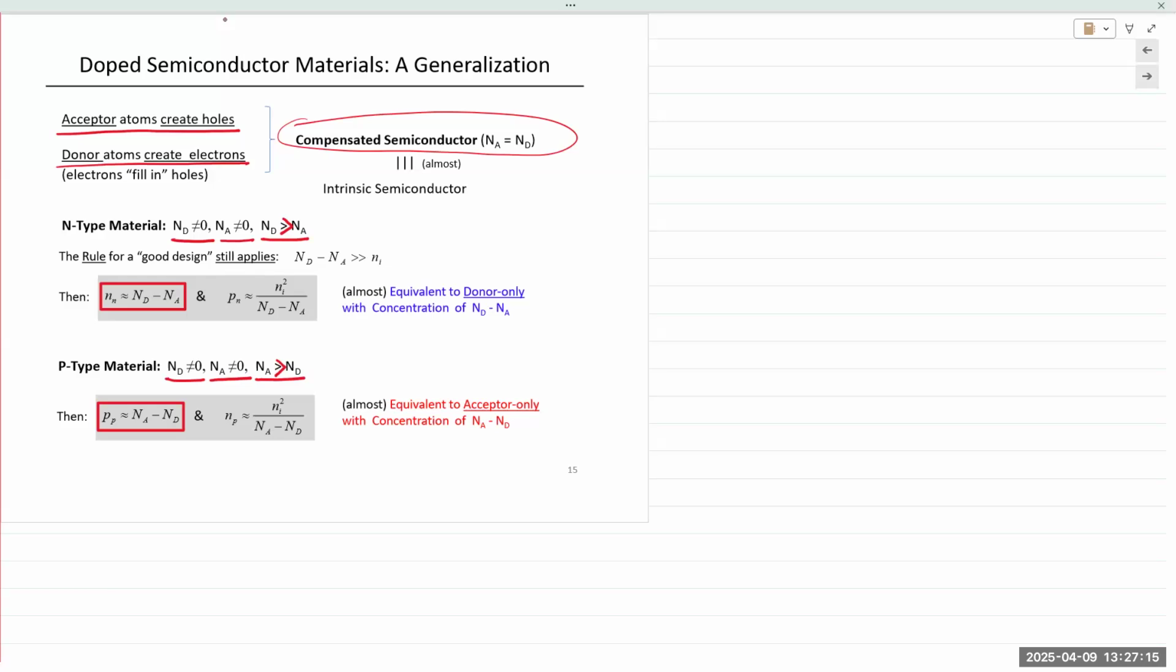Typically, these kind of devices would be very low conductivity, so we can create some resistors using these kind of doping profiles. Right, so that's basically compensated semiconductor. That's one of the applications. Okay.